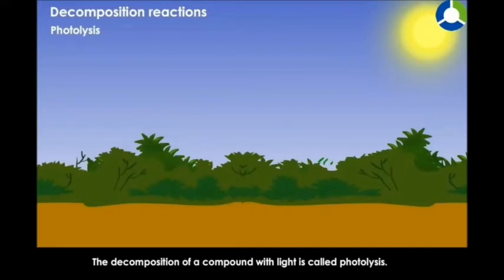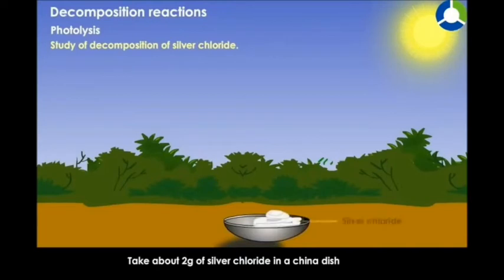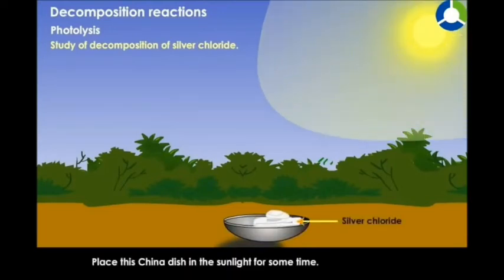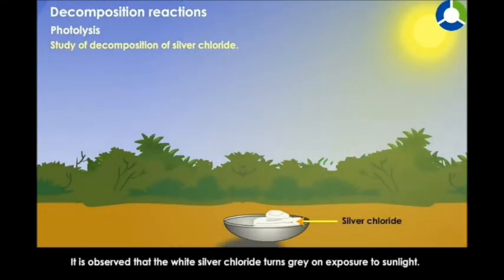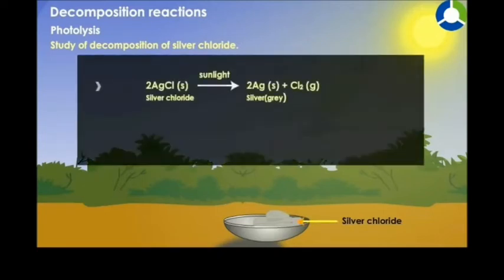Decomposition reaction we will learn through photolysis. The decomposition of a compound with light is called photolysis. Take about 2 grams of silver chloride in a china dish. Place this china dish in the sunlight for some time. It is observed that white silver chloride turns grey on exposure to sunlight. That is, silver chloride decomposes to give silver plus chlorine.